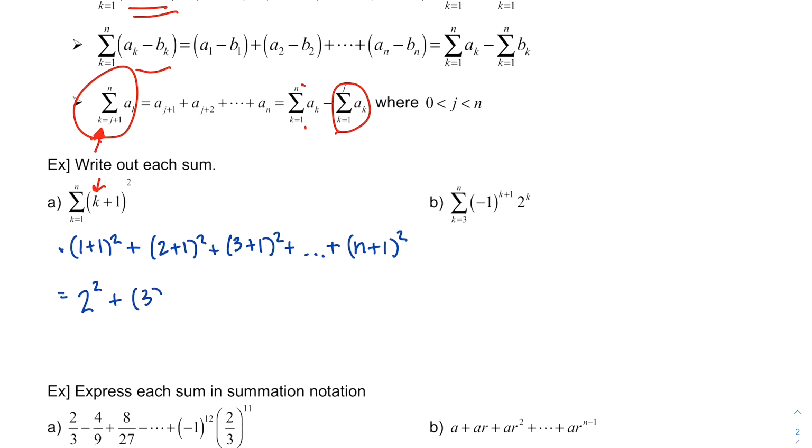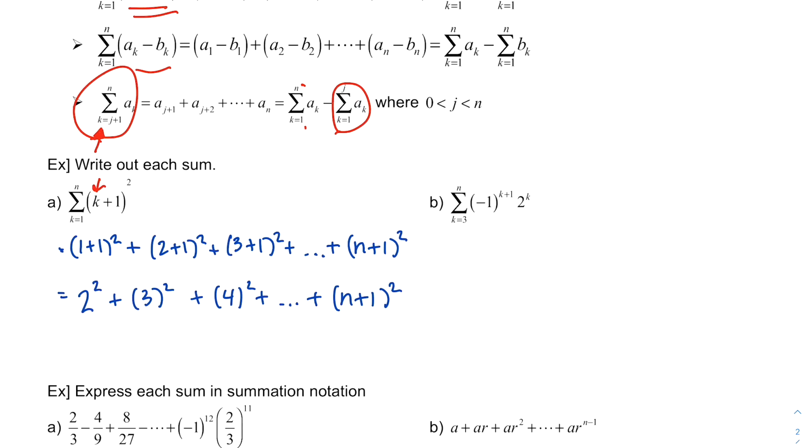And now I can simplify this a little bit. I know 1 plus 1, so this would be 2 squared plus 3 squared plus 4 squared plus dot dot dot all the way to the n plus 1 term, squared. Well, this is actually the nth term, so n plus 1 squared.